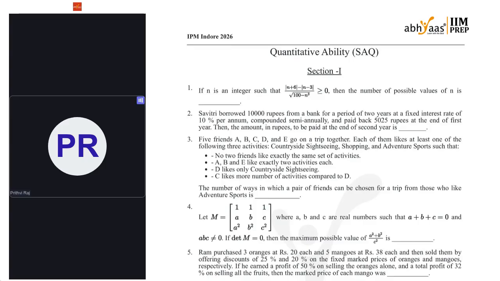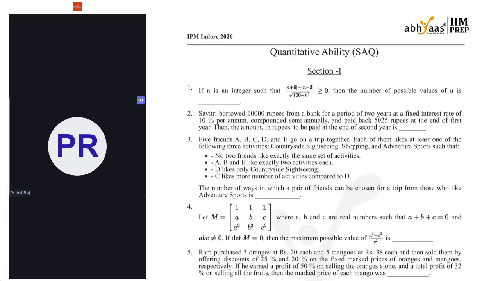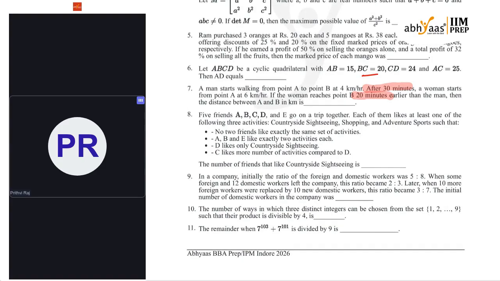Next: number of ways in which three distinct digits can be chosen from the set 1, 2, 3 up till 9 such that their product is divisible by 4. So I think you all have done this one, at least you have tried, maybe. First of all, let me see the question. I want three distinct integers chosen from the set such that their product is divisible by 4.